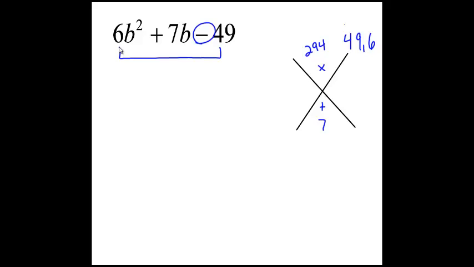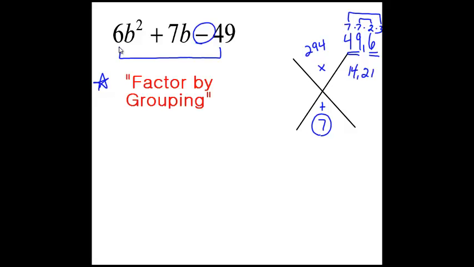Well, the prime factorization of 49 is 7 times 7, and that of 6 is 2 times 3. So I can kind of mix and match those a little bit and find something where the difference is going to be 7. I look at this and I see 14 and 21, and I know their difference is 7. So far, this process is not that much different than guess and check. Where it gets different is when we go back to rewrite the equation. And this is also known as factor by grouping.